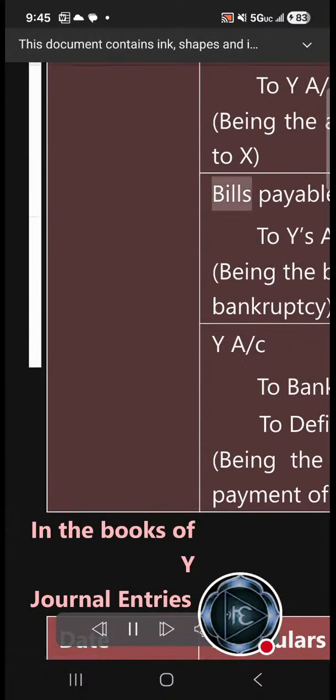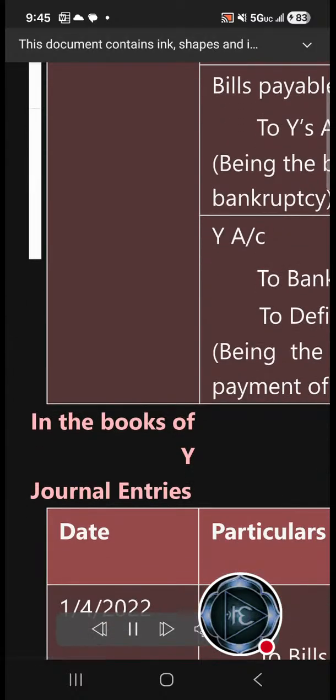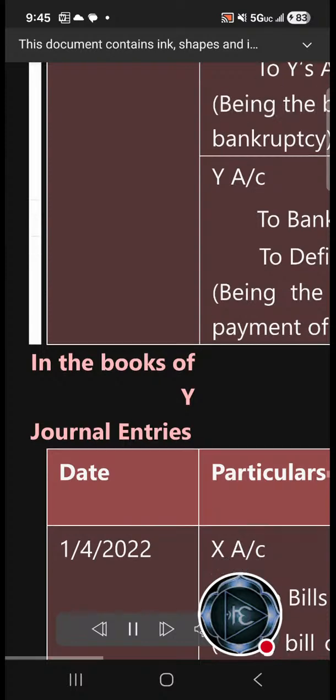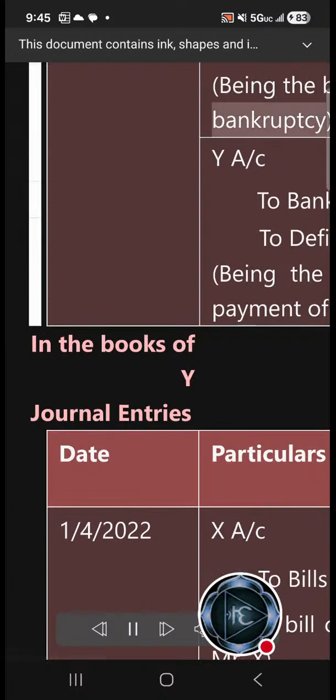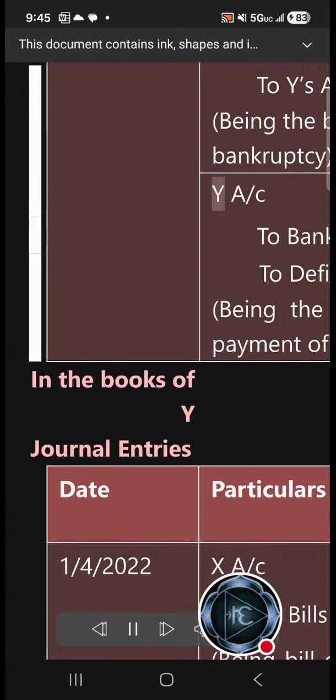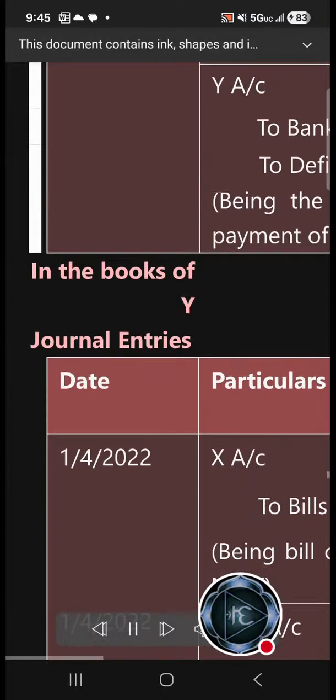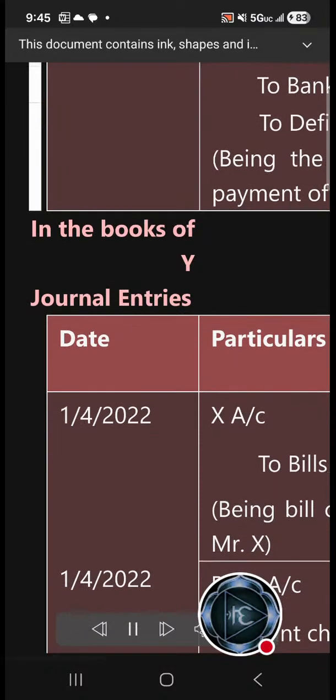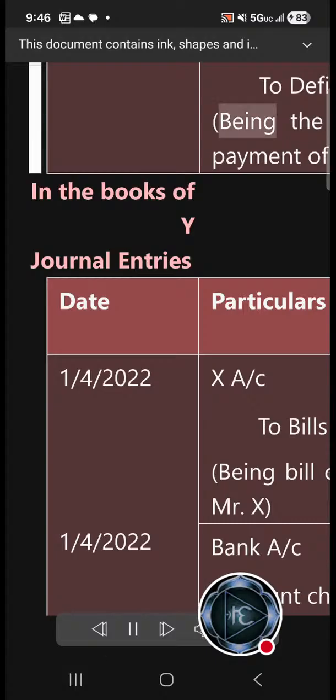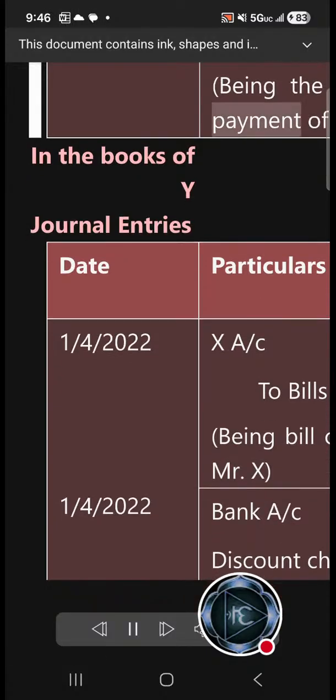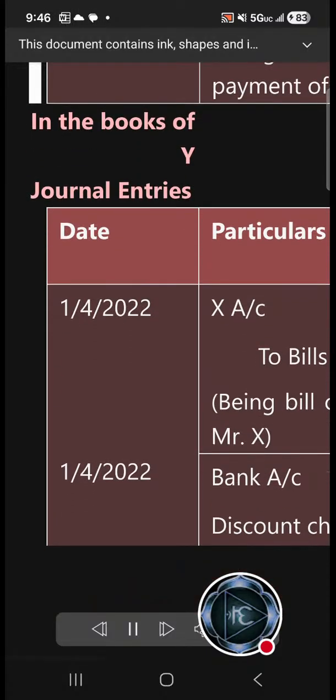Bills Payable A/c Dr. 42,000. To Y's A/c 42,000. Being the bill dishonored due to bankruptcy. Y A/c Dr. 42,000. To Bank A/c 28,000. To Deficiency A/c 14,000. Being the amount due to Y discharged by payment of 50 paise in a rupee.